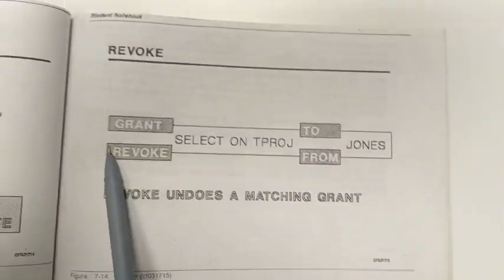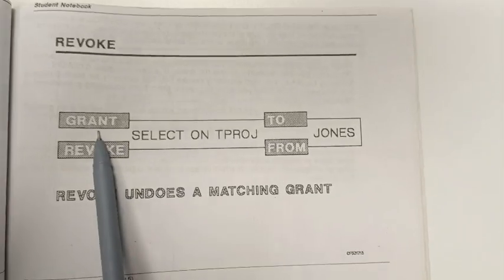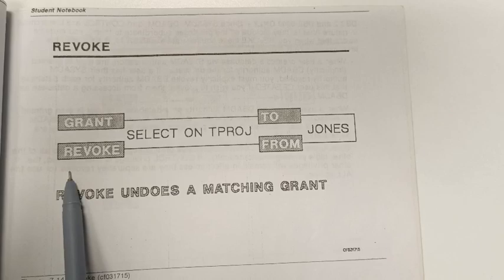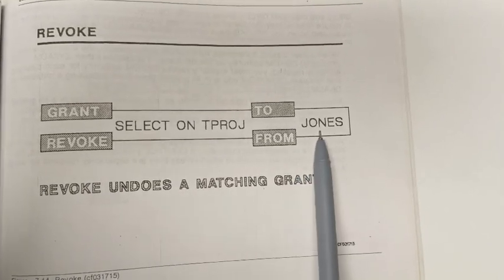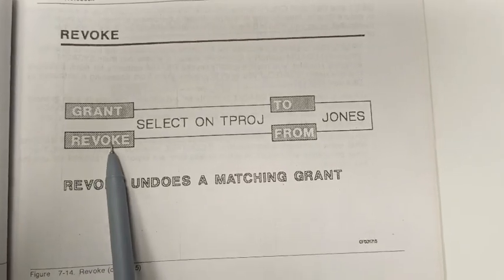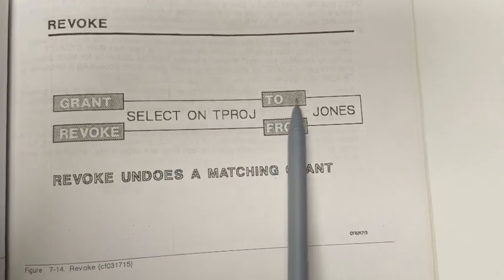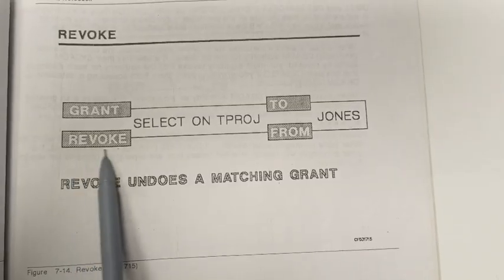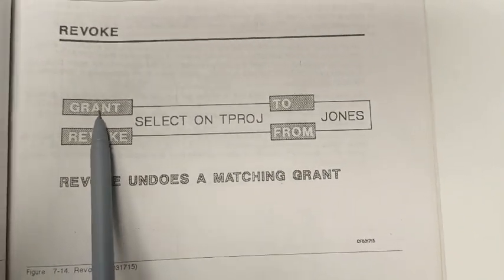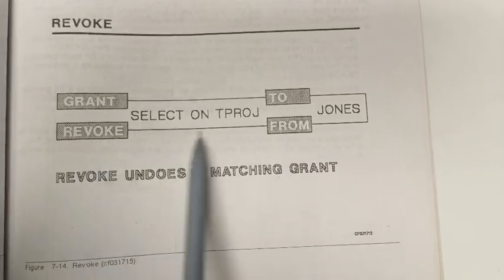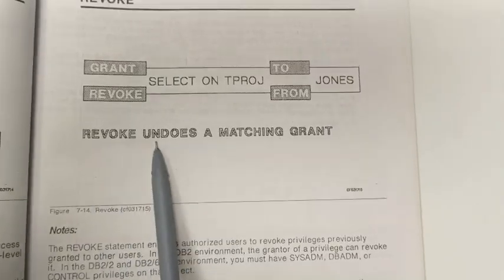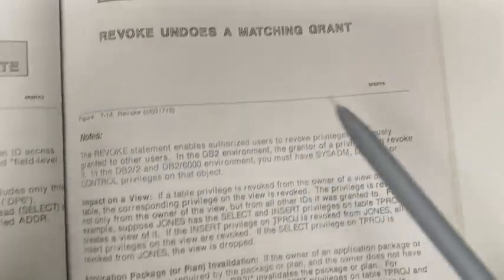This is the syntax for revoke. Already we have given GRANT SELECT ON table TO this user. How do we revoke after giving access to a particular user? This is the syntax for revoke. Same as GRANT SELECT ON table TO John, here we have given to John. For revoke, we give REVOKE SELECT ON table name FROM John. Here TO means we have provided access, revoke means we are retrieving access from the user. That is the only difference here. Revoke undoes a matching grant.